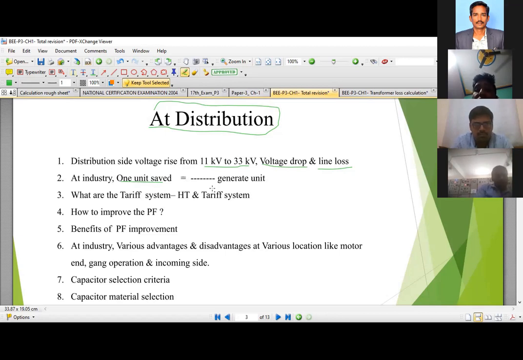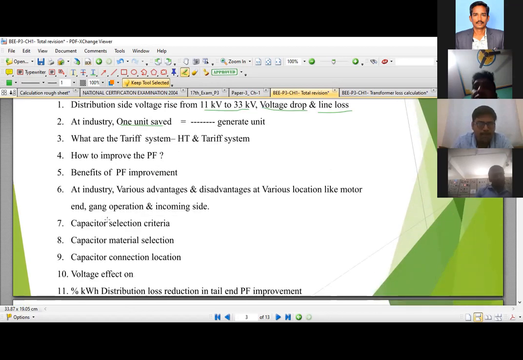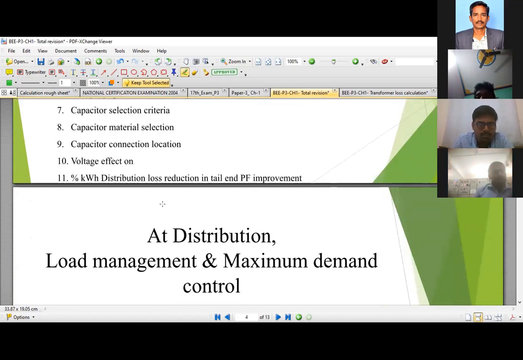Next, if industry side I'm using 1 unit, then how much unit do I need to generate? Suppose I am industry side using 100 kilowatt hour. Then how much kilowatt hour need to generate? 200 kilowatt hour. Okay, 1 unit saved means 2 units generated. I'm not telling any answer. You have to tell, and again with this you have to study. Then you have to tell again.